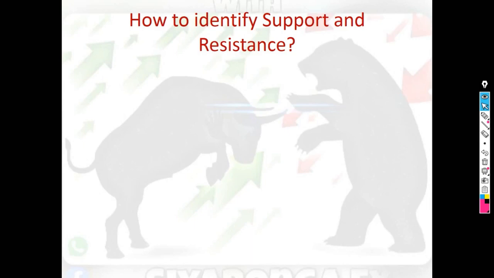Otherwise, off the top, I would like to mention the fact that support is where a group of buyers are found in the chart or in the market. Resistance is where a group of sellers are found in the chart. So keep that in mind.